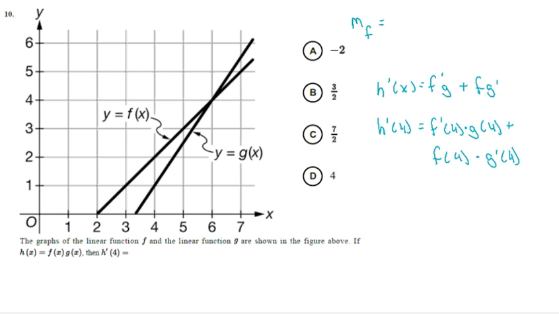The slope of f is, well, it looks like we've got 1 to 1. So the slope of f is 1. And the slope of g, let's see here, 1, 2, 1, 2, 3. We have a rise of 3 and a run of 2, so 3 halves.